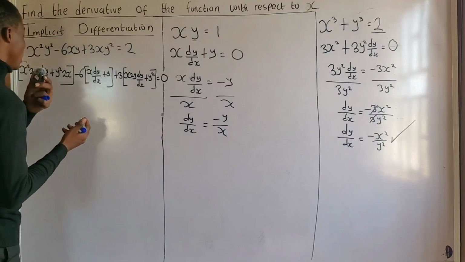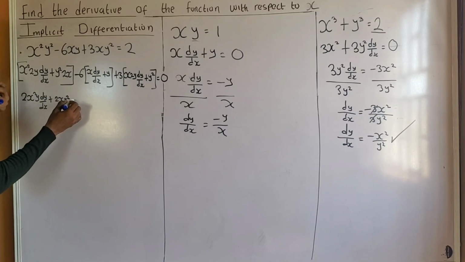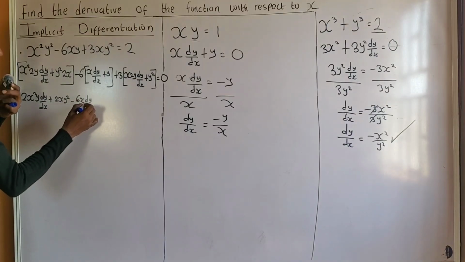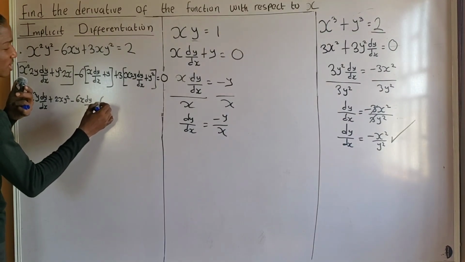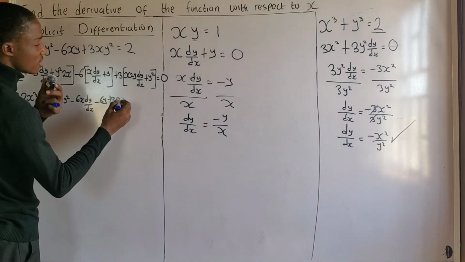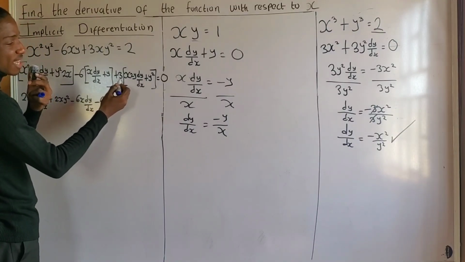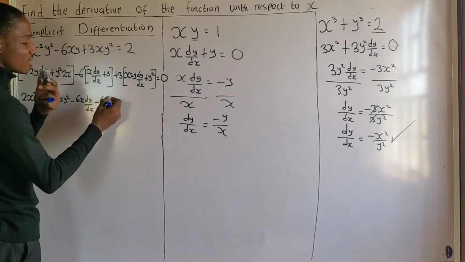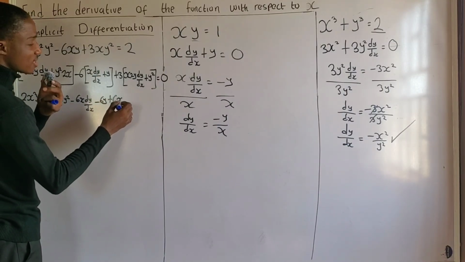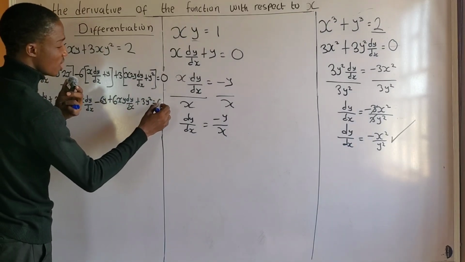Do you understand? Okay. For this, I'm going to have 2x squared y dy/dx plus 2xy squared minus 6x dy/dx minus 6y plus 3 times x times 2y, that is what? Plus 6xy dy/dx plus 3y squared equals 0, okay?